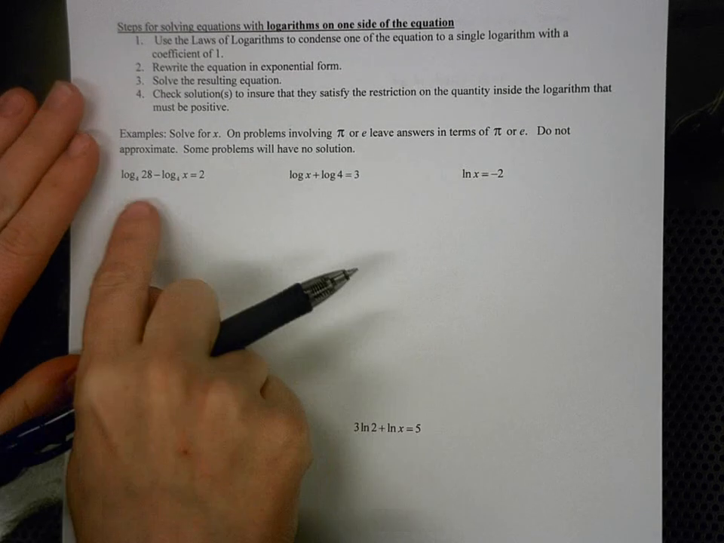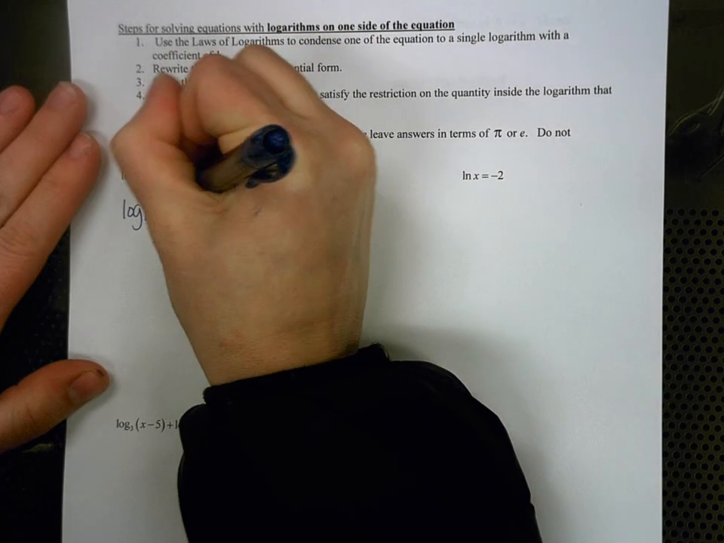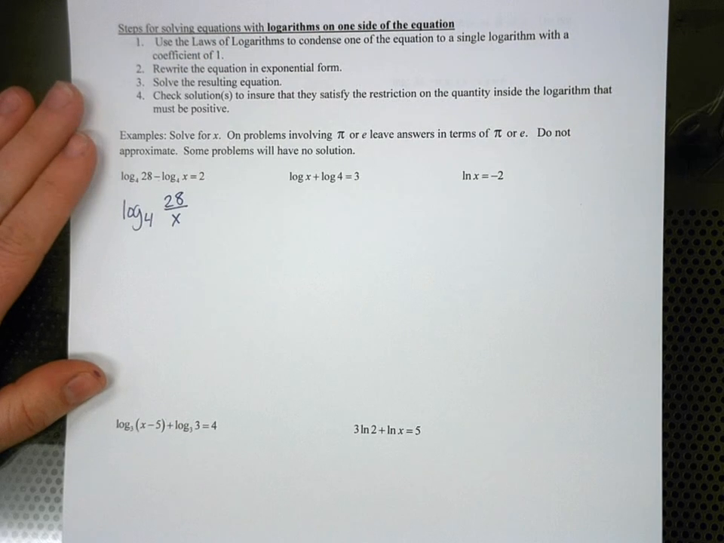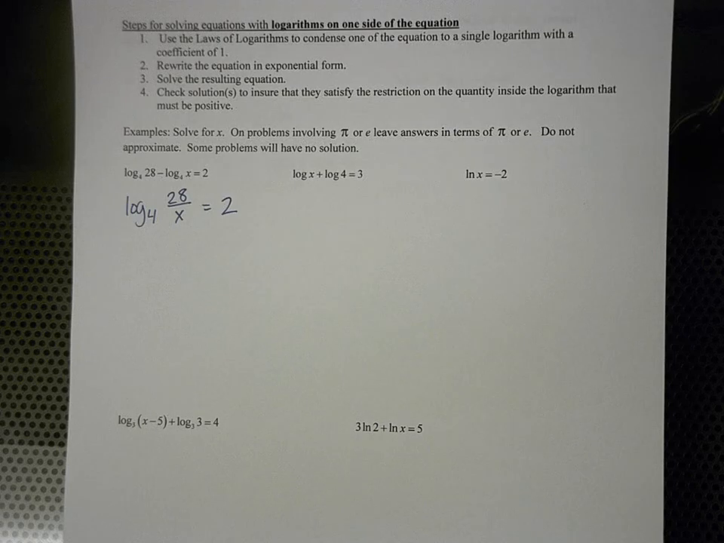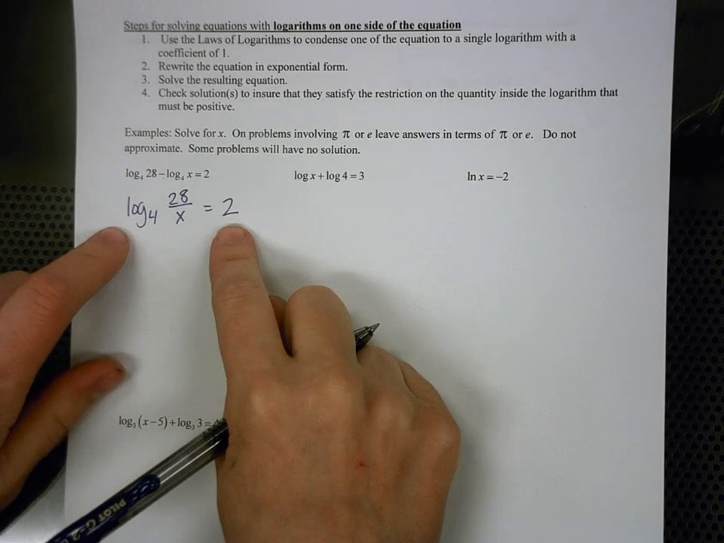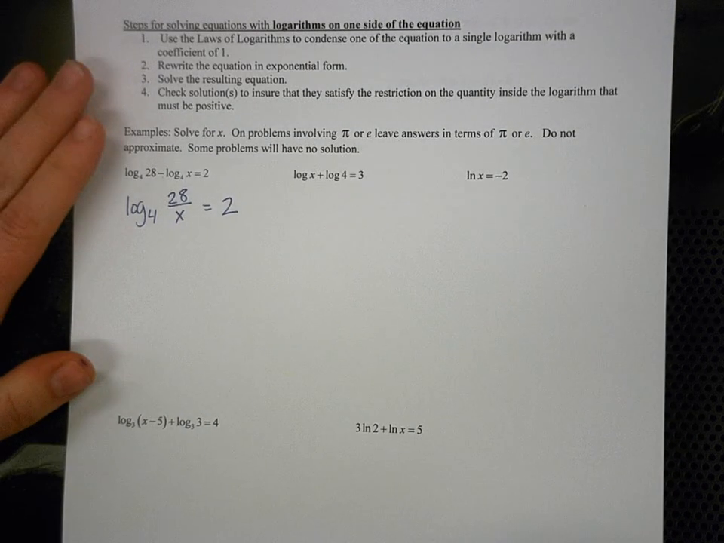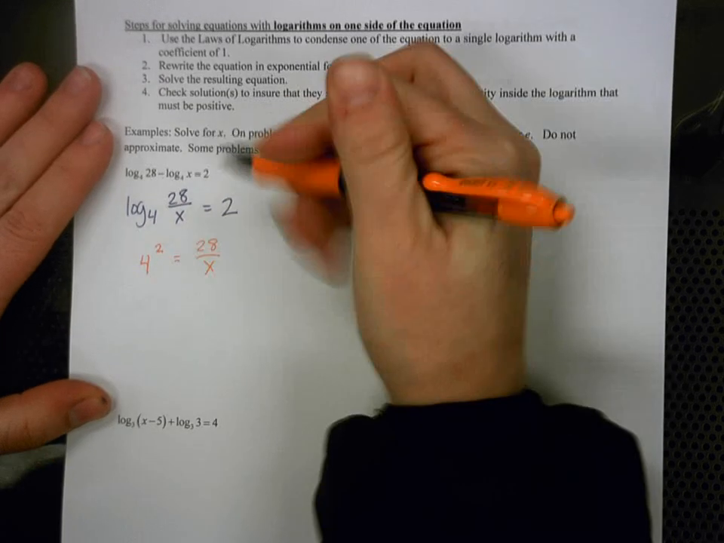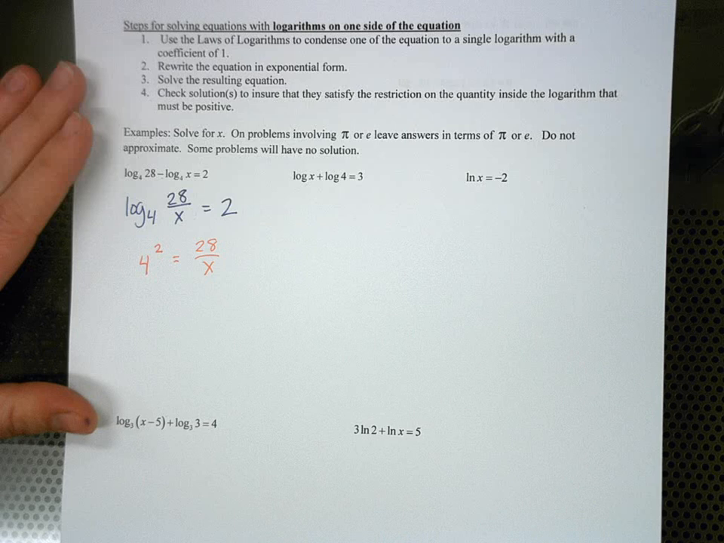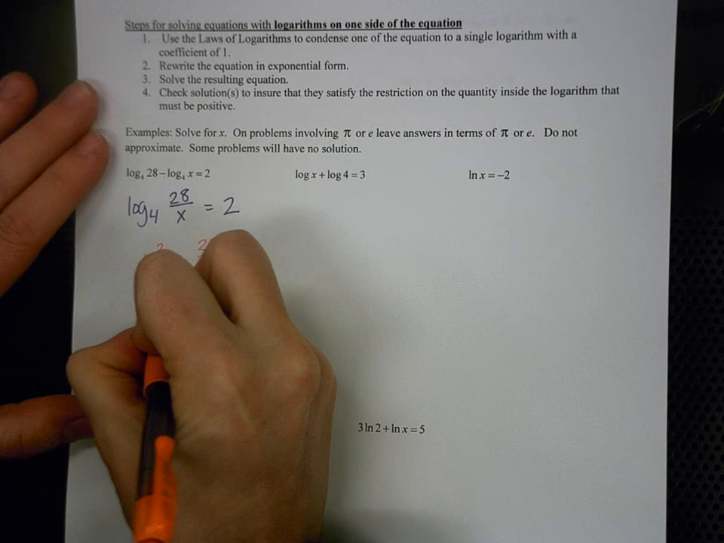So let's go ahead and condense. Log base 4. Subtraction means to divide. 28 divided by x. The right-hand side stays the same. Now at this point, if there was a log base 4 on both sides, we would set our two answers equal to each other, but there's not. So that log function is not taking place on both sides, which means you change to exponential form. 4 to the second power is 28 over x. That's why I always call this the answer, because it's the answer to the exponential form. All right, so that's going to give me 16 equals 28 over x.